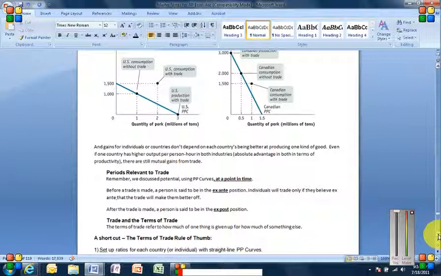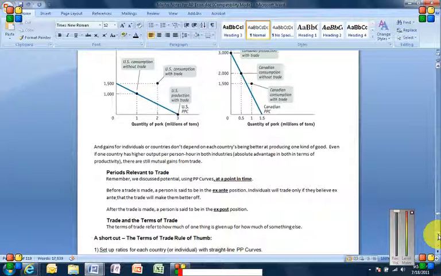And also keep in mind that gains for individuals or countries don't depend on each country being better at producing one kind of good. Even if one country has a higher output per person hour in both industries, an absolute advantage, there could still be mutual gains from trade. Most of the time, essentially what we're saying here is that we compare the output of a good, but it might be a different kind of opportunity cost that's represented using this model. Might have to do with output per person hour. And it's a different kind of example, but in either case, comparative advantage is what we're interested in.